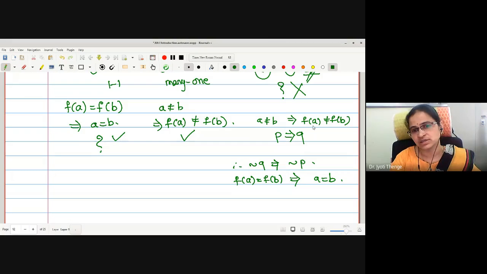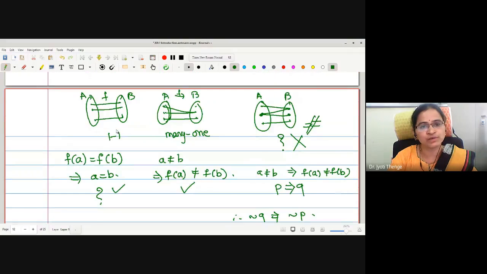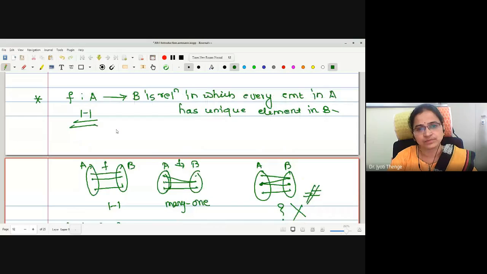Therefore, instead of proving this, we are not proving any statement starting with an inequality. We are always proving a statement with equalities. That's why we use the contrapositive statement, so that these inequalities get converted to equalities, and we can prove the function to be one-one very easily.